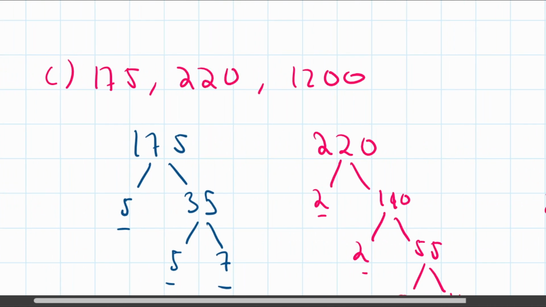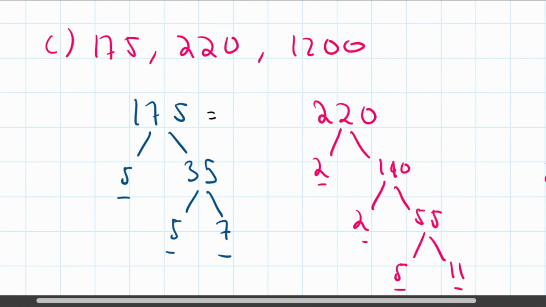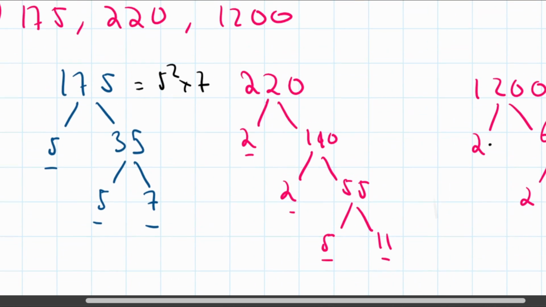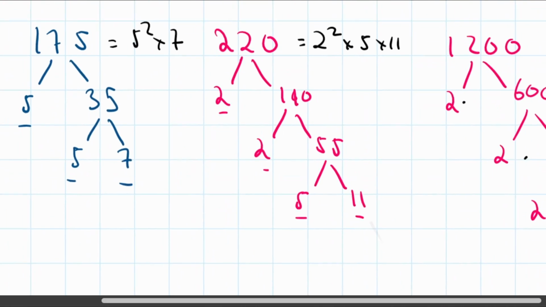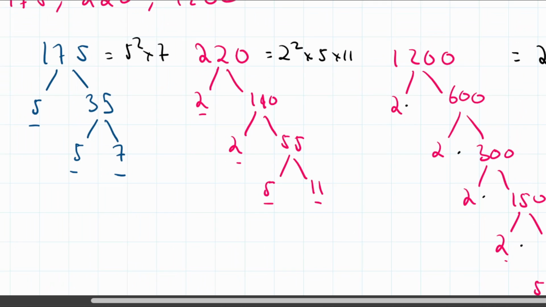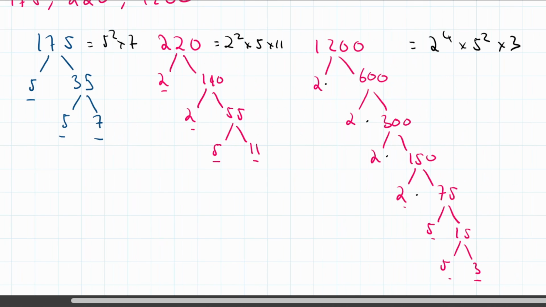And we can do the same thing for 175 and 220. So this is 5 squared times 7, and 220 is 2 squared times 5 times 11. Okay, so then when we go to draw our Venn diagram, it's a little bit easier. So let's zoom out, and I'll just do the Venn diagram over here.